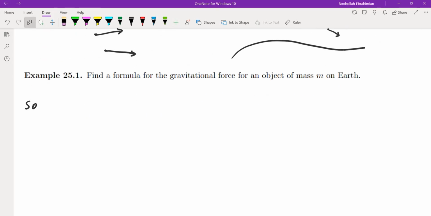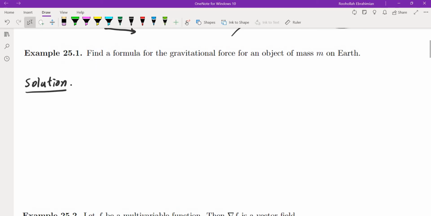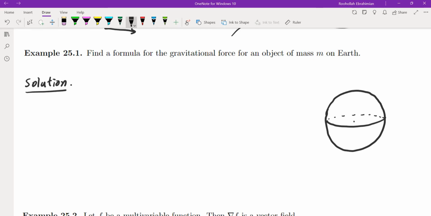So let's look at an example of a vector field from physics. Find a formula for the gravitational force for an object of mass m on Earth. So what is the gravitational force? We have a formula for the gravitational force. If this is the Earth, which I'm assuming is a sphere, but it doesn't actually matter, at the center of the Earth I'll place the origin, and at a point x comma y comma z, I'm trying to figure out what this gravitational force is.